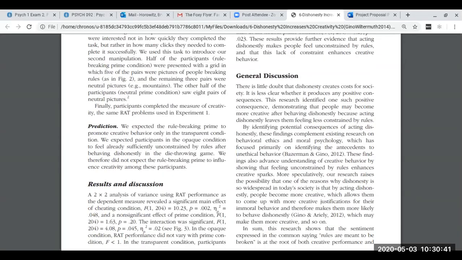It is less clear whether it produces any positive consequences. This research identified one such positive consequence, demonstrating that people may become more creative after behaving dishonestly, because acting dishonestly leaves them feeling less constrained by the rules and more free to be creative. By identifying potential consequences of acting dishonestly, these findings complement existing research on behavioral ethics and moral psychology, which is focused primarily on identifying antecedents to unethical behavior, or who's destined to be a rule breaker.